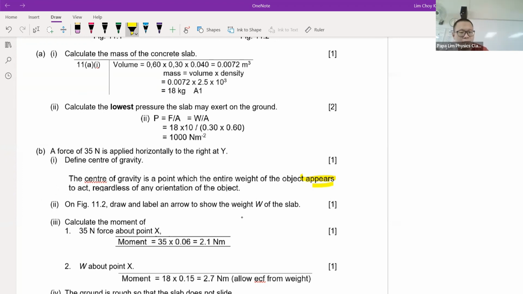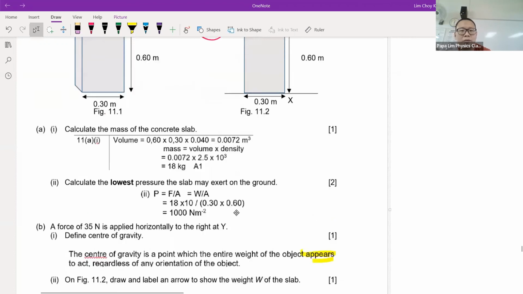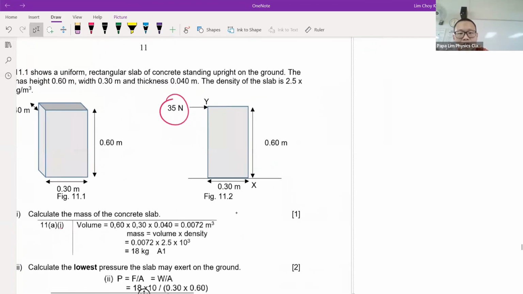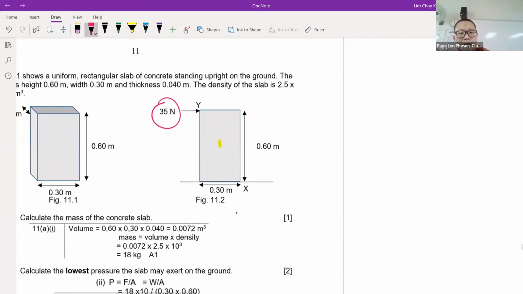Now draw the weight of the object on the slab. It's quite straightforward, so the force will be here. Take note of where you draw the weight. It has to be at the CG.